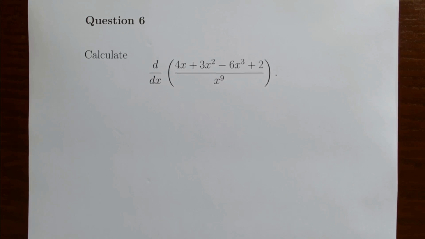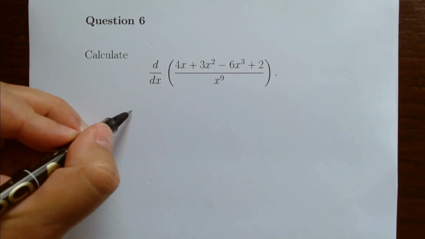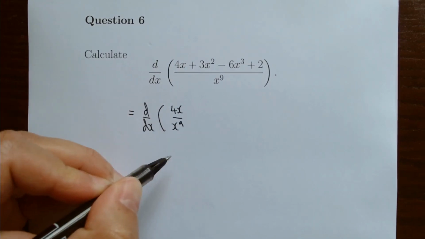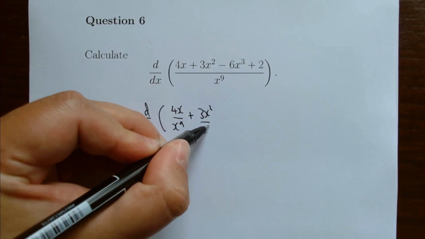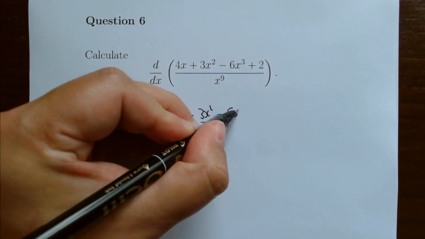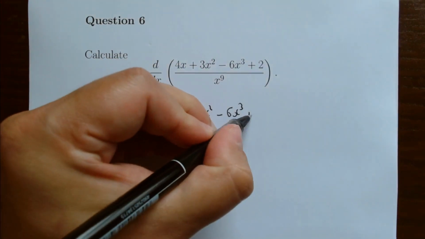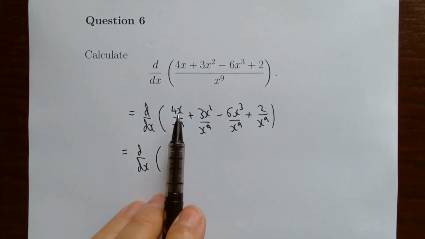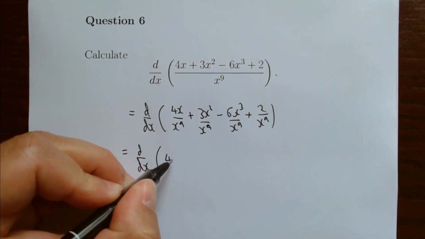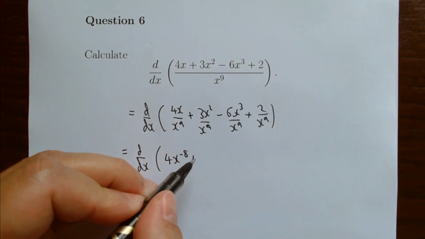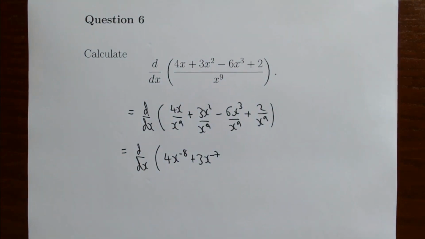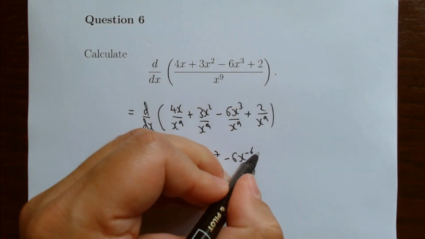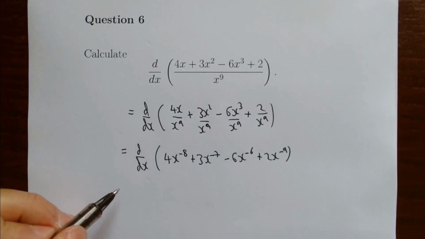Okay, question number 6. We begin by splitting up the fraction. So 4x over x to the 9, 3x squared over x to the 9, minus 6x cubed over x to the 9, plus 2 over x to the 9. And now we can simplify each term. 4x to the minus 8 plus 3x to the minus 7 minus 6x to the minus 6 plus 2x to the minus 9. And now we can differentiate each term.